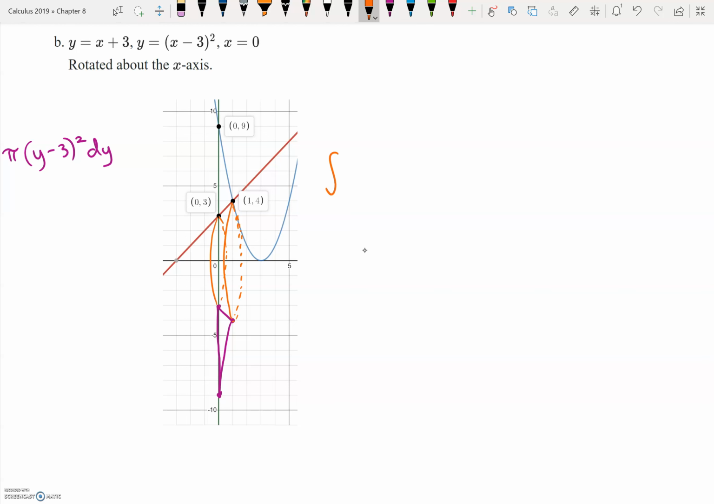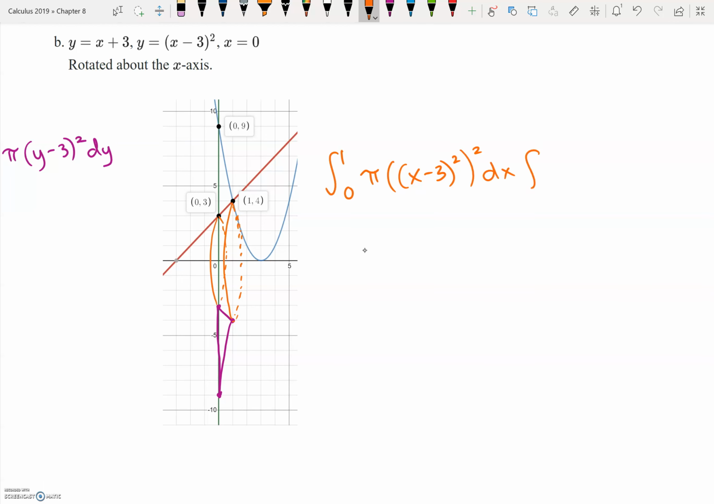Let's go ahead and do the area of our big disk minus our small disk, or our big circle minus our small circle. So we only have a distance from 0 to 1. So that's what our integral is going to be, from 0 to 1 of pi r squared. Our big radius is going to be our blue graph, and our small radius is going to be our red graph. So our blue graph is the parabola. So we're going to say pi times x minus 3 squared, because pi r squared dx, that's going to be our big circle.